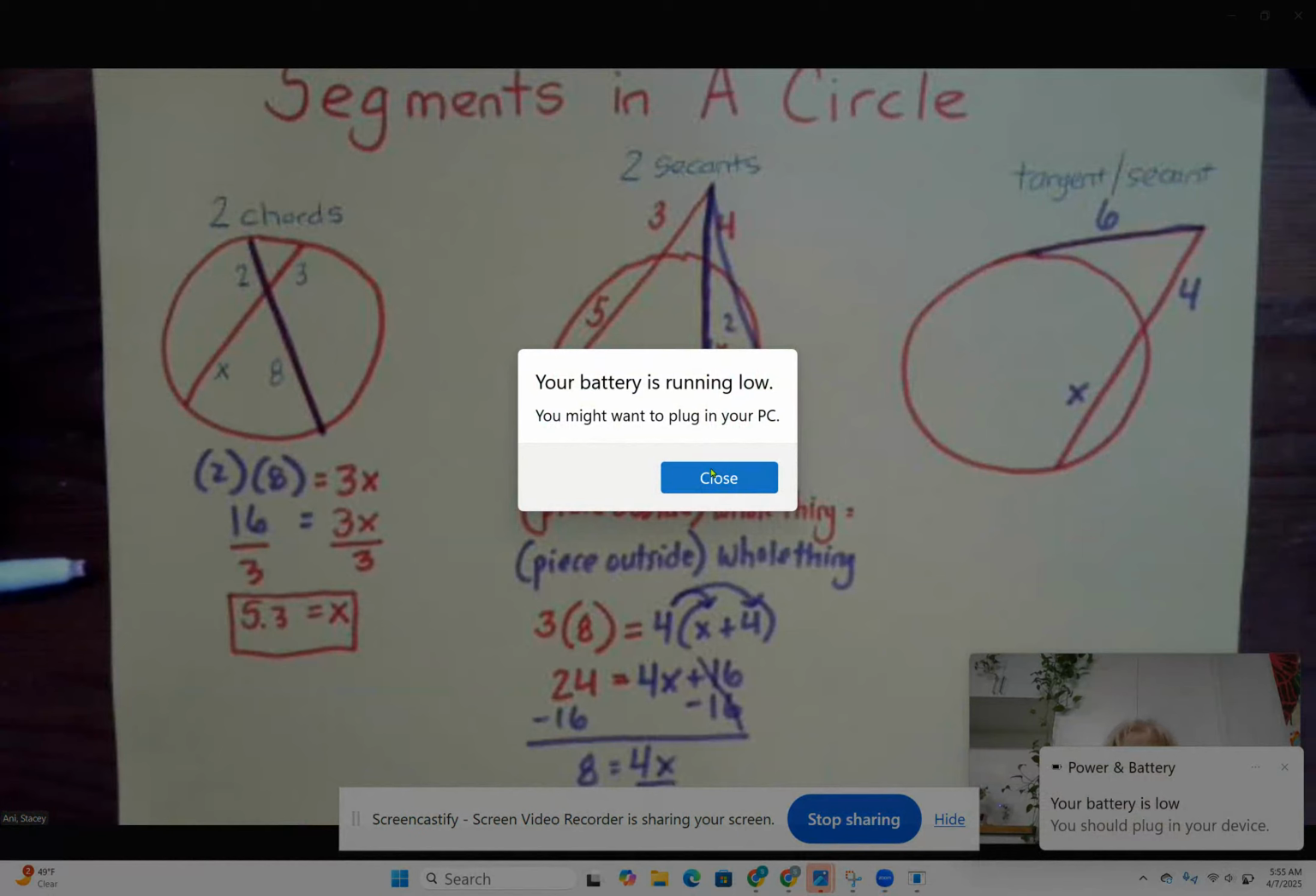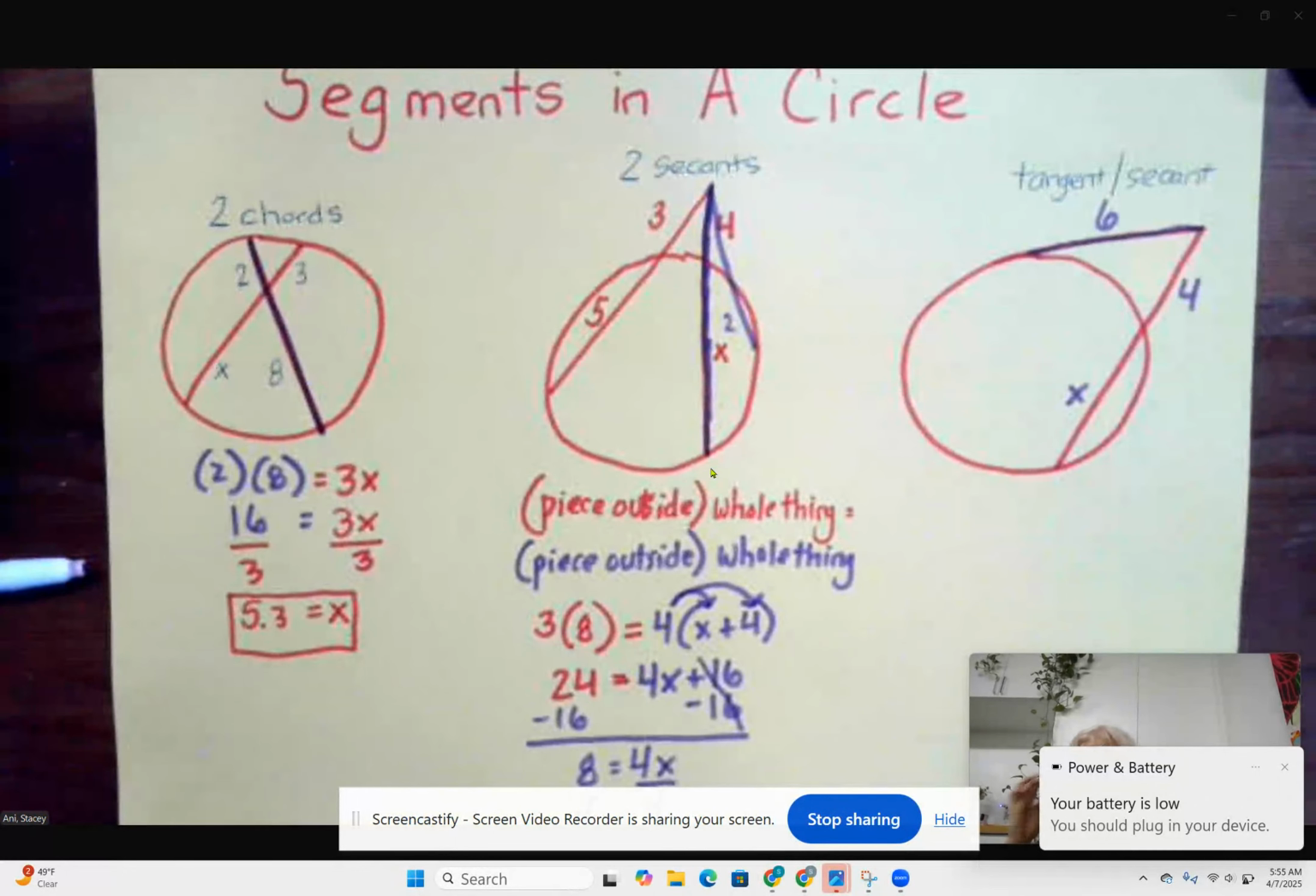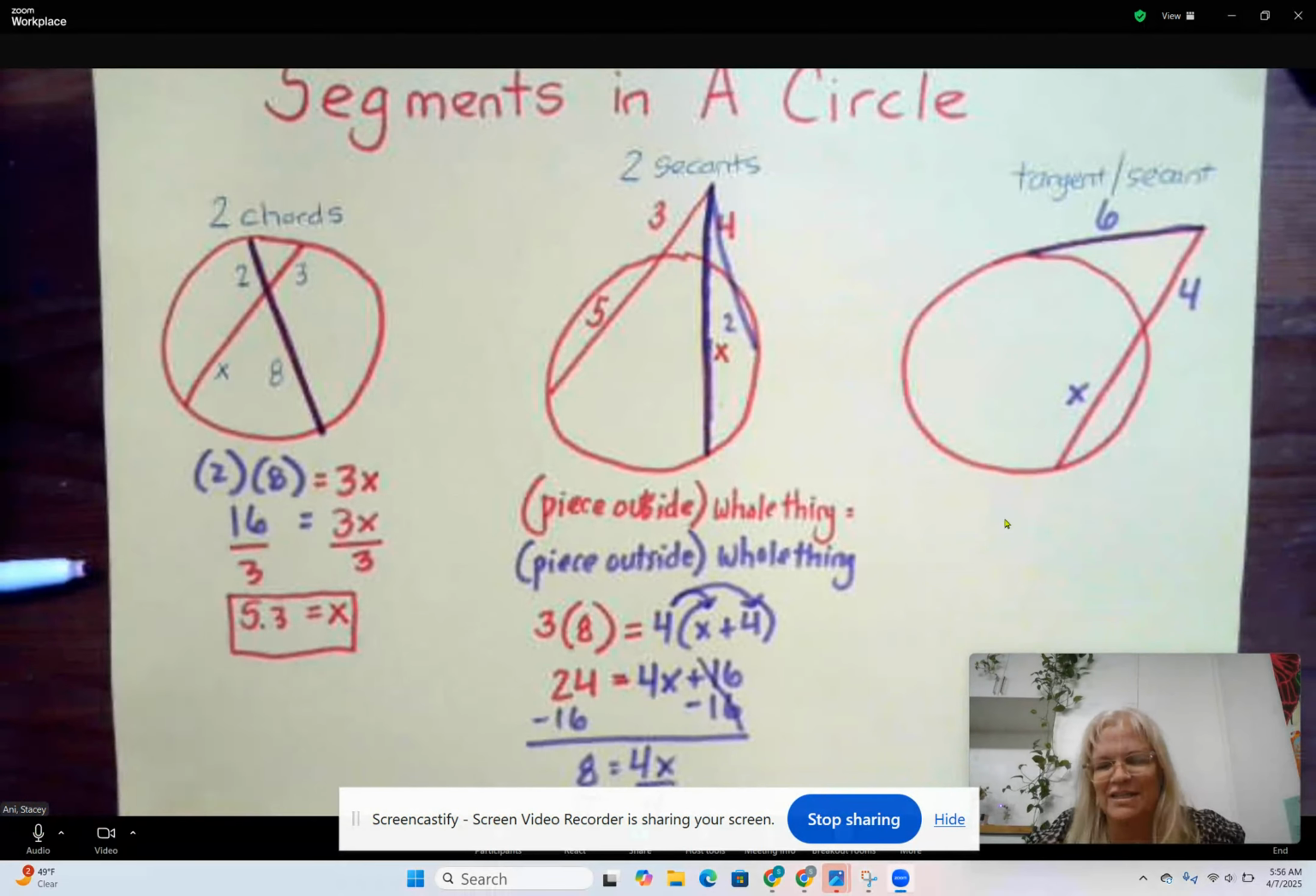Oops, my battery is low. Let's see if we can finish this quick before I run out of battery. You know what? Let's not do that. Let's just plug it in. That would be smarter, right? Okay, there we go. Crisis averted.